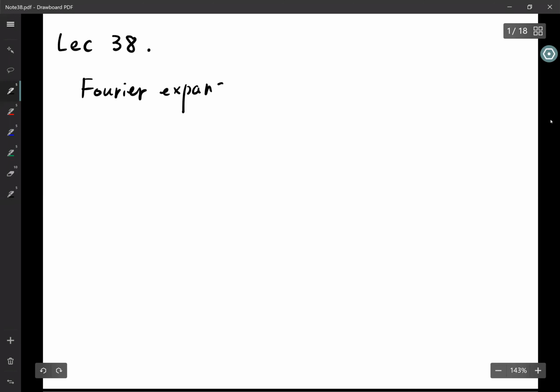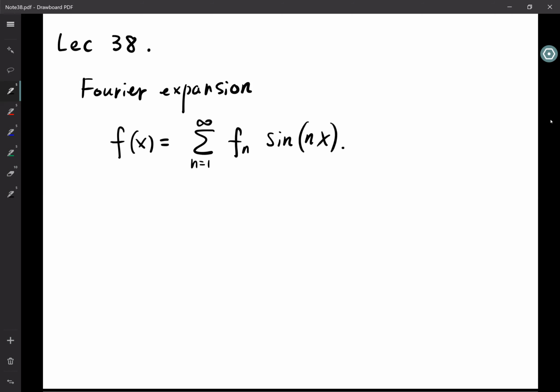Okay, so we're almost there in terms of the materials of this class. Last time we talked about Fourier expansion. The idea of the Fourier expansion is that although we're interested in functions of this form, which is something like sum from 1 to n, we started from the sine expansion, let's say sin(nx), and we're interested in the domain from 0 to pi.